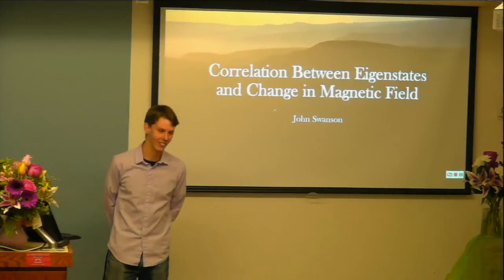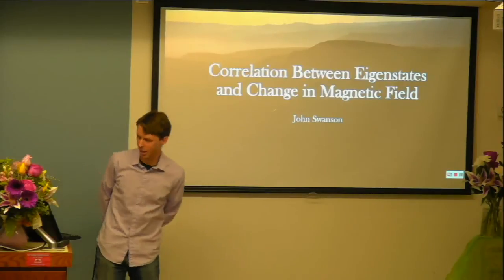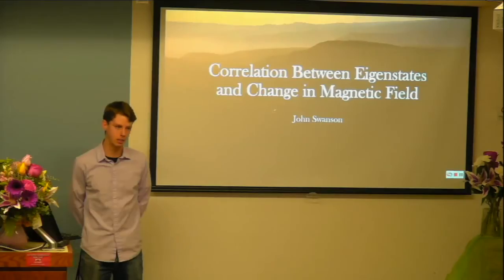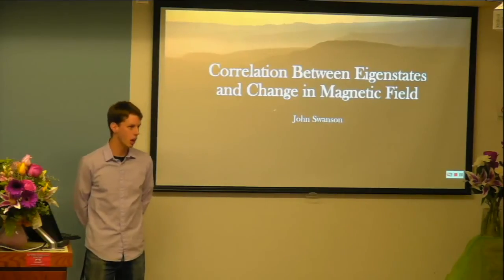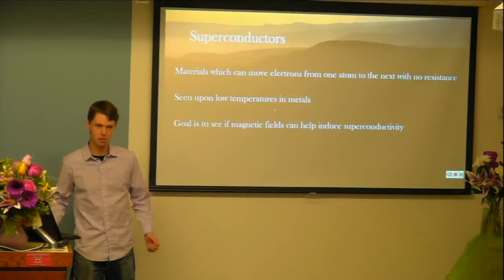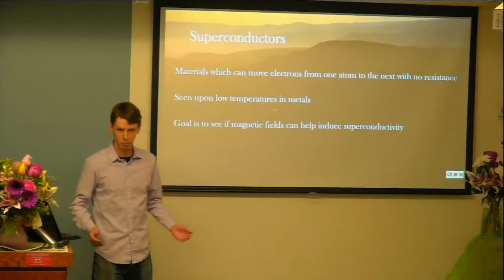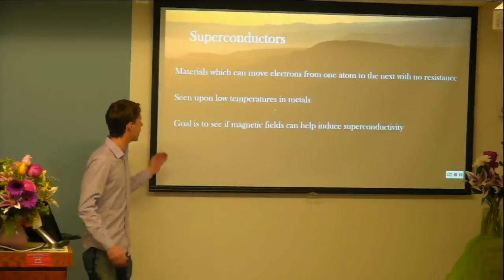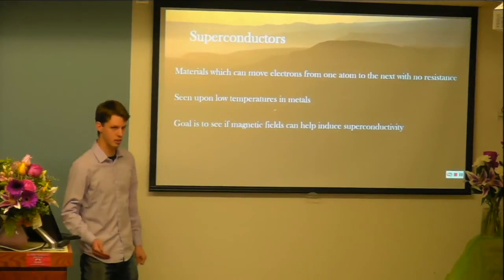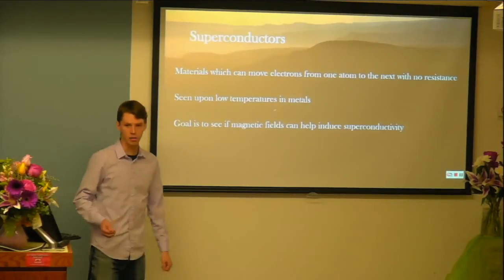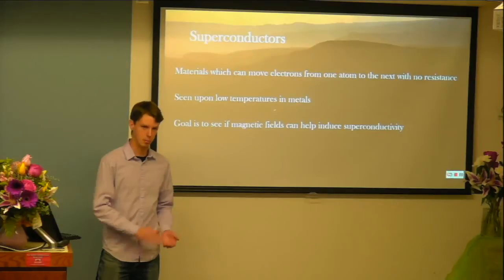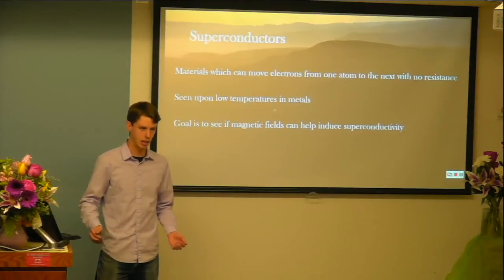Okay. Hello, my name is John Swanson. I will be presenting on the correlation between eigenstates as the magnetic field is changed. So getting into that, just a brief overview, not that people don't know what superconductors are, but a superconductor is a material which can move electrons from one atom to the next with no resistance. And so this is often researched at low temperatures, bringing metals down to low temperatures. They can become superconductors in many cases.